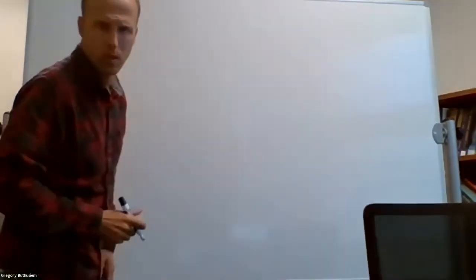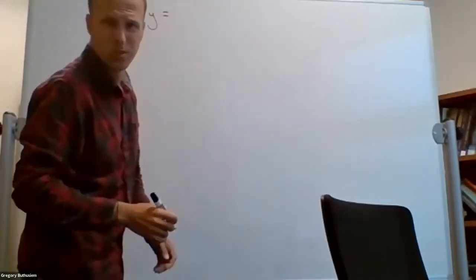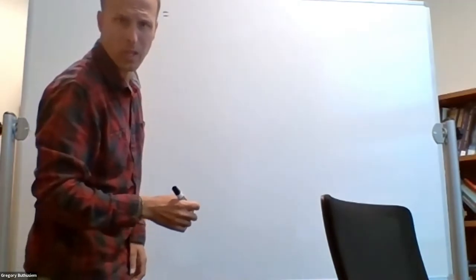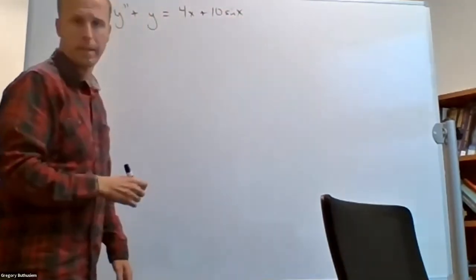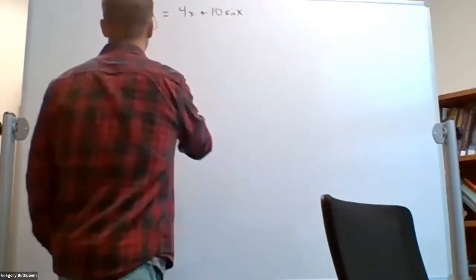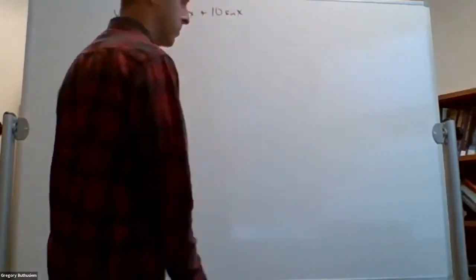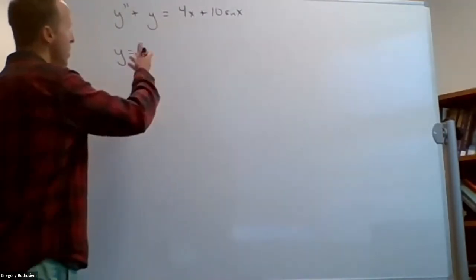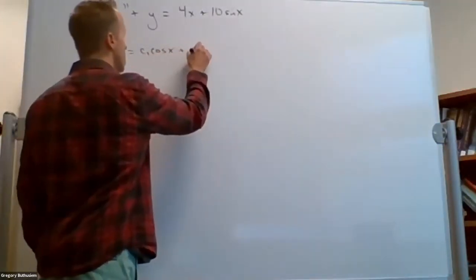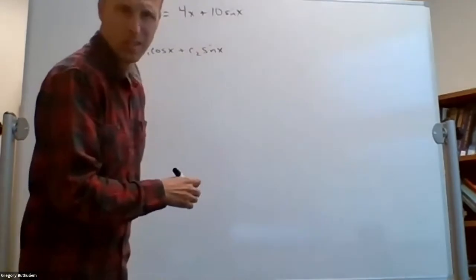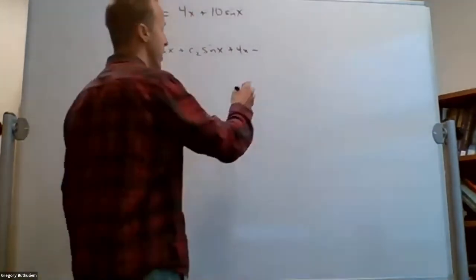So again, we have this y double prime plus y equals 4x plus 10 sine x. We have these solutions to this differential equation, which would already have been found. We'll figure out how to find that as we move through. But let's say we already found the solution. The solution is c1 cosine x plus c2 sine x plus 4x minus 5x cosine x.